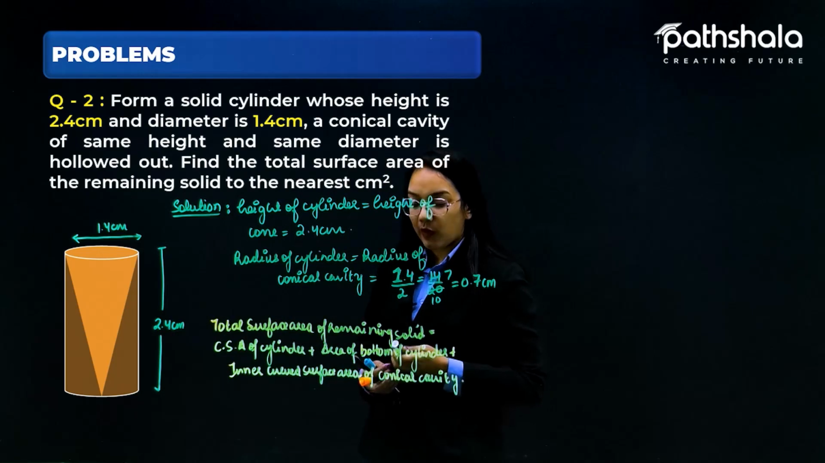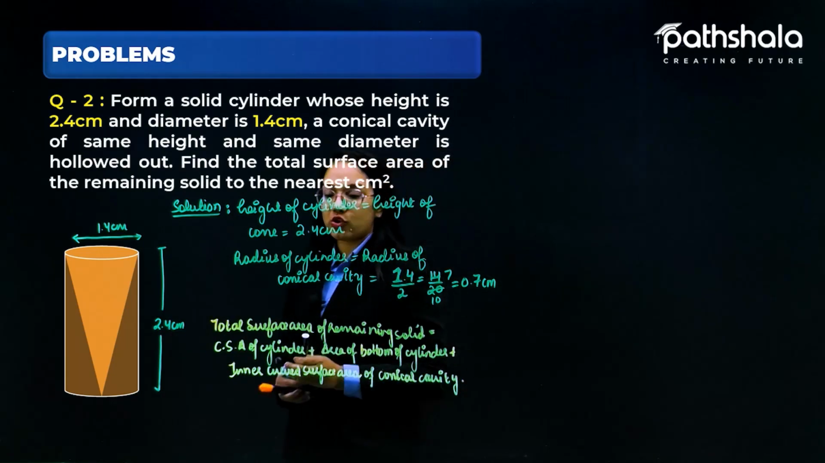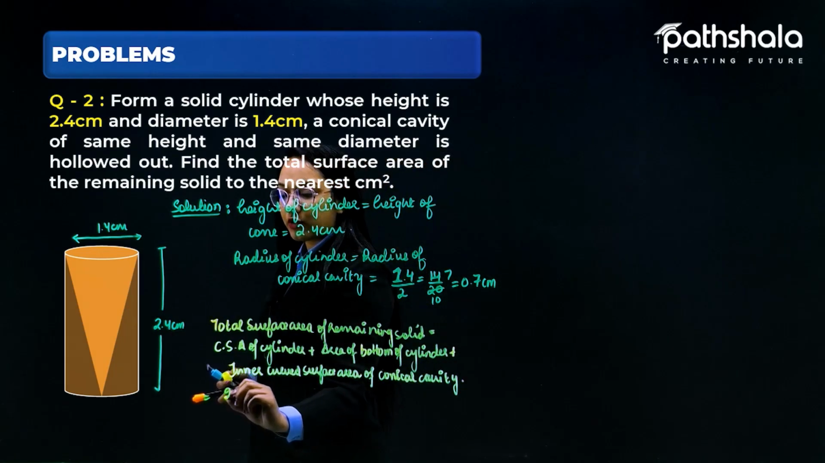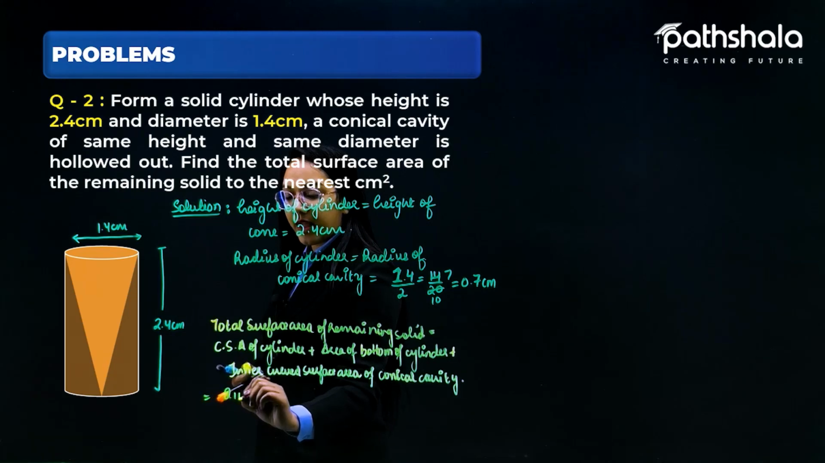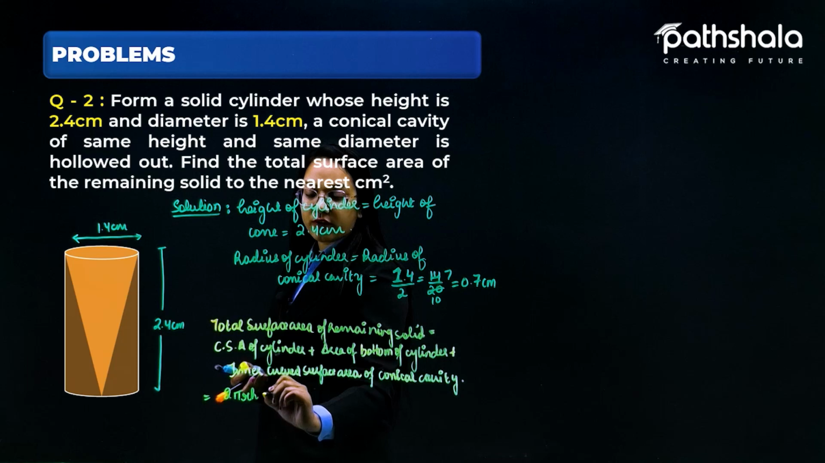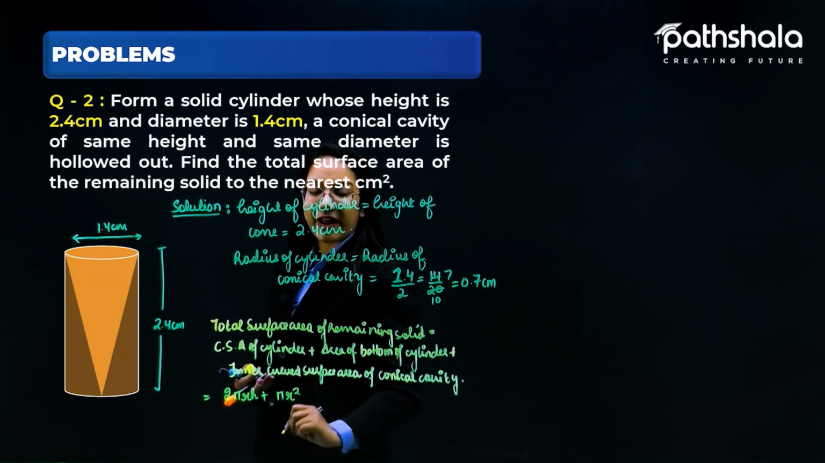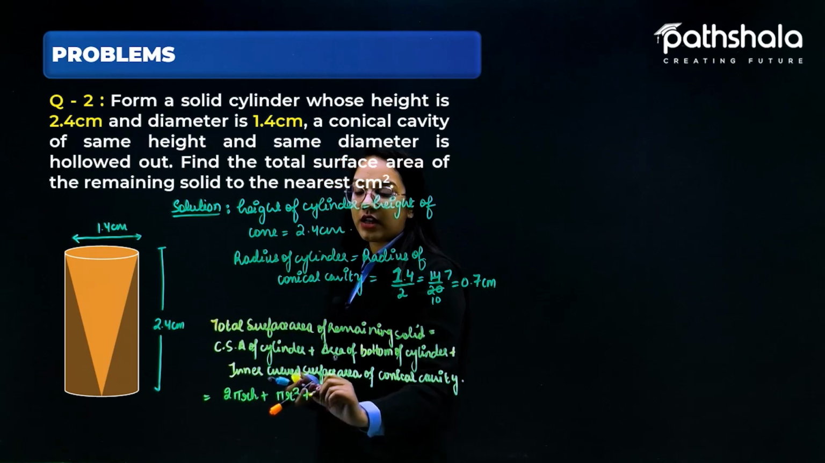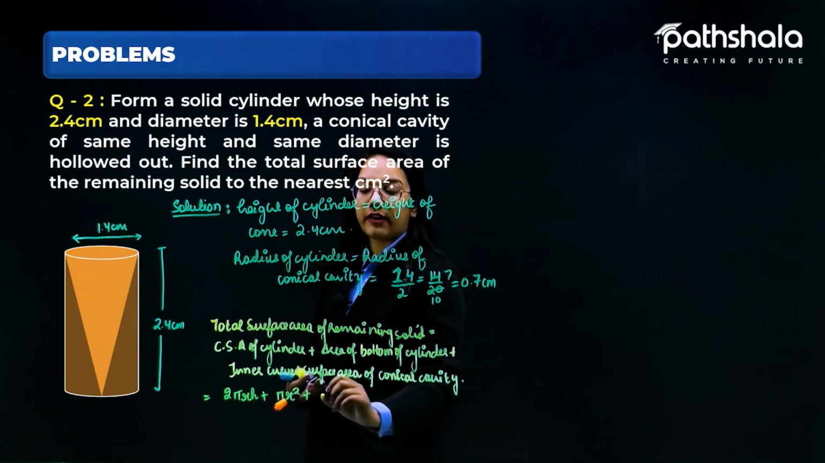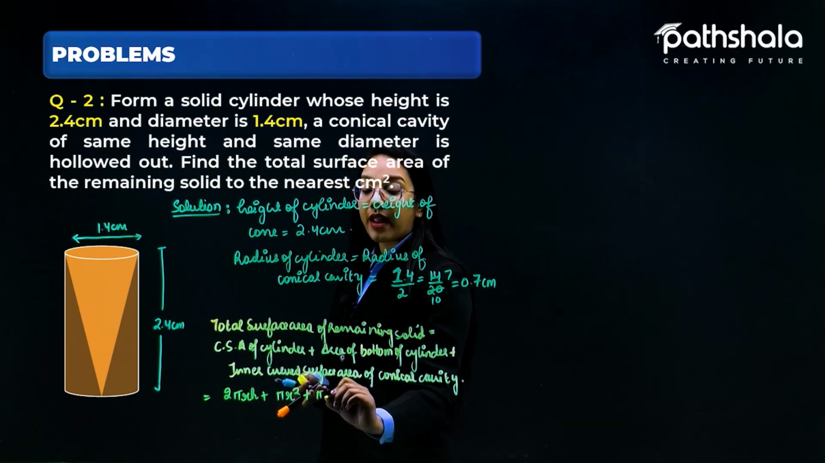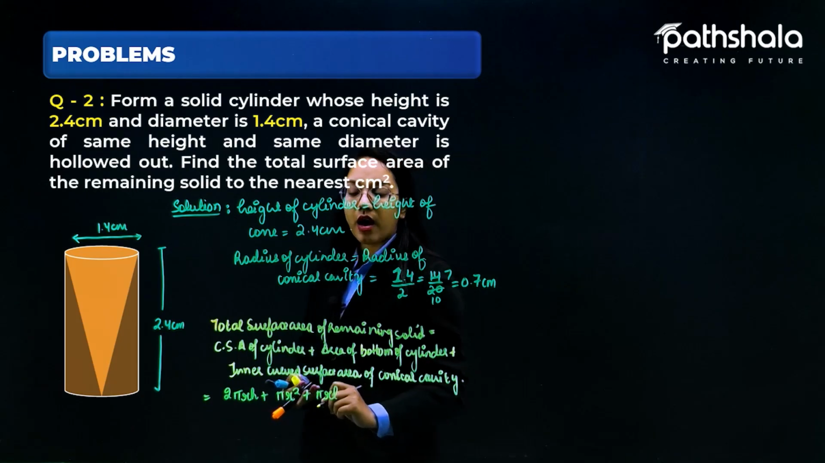Now let's calculate all the things over here. First of all, the curved surface area of the cylinder should be 2 pi rh, plus the area of the bottom of the cylinder, which is in the form of a circle, so this is pi r square, plus the inner curved surface area of the conical cavity, which is pi rl.